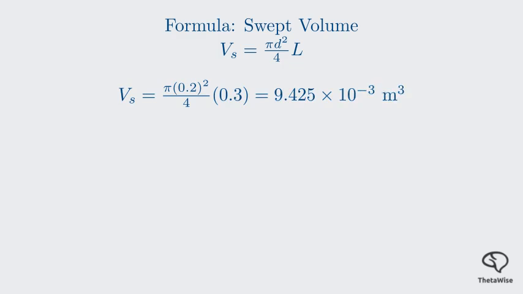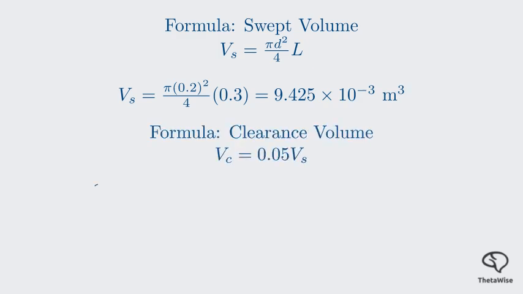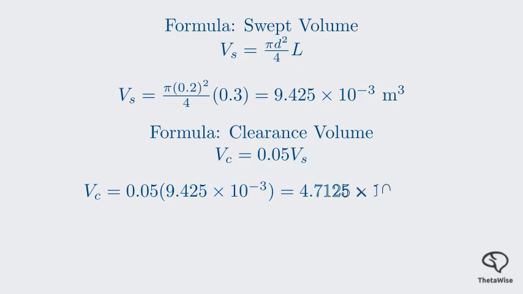Next, we find the clearance volume, Vc. The problem states the clearance volume is part of the swept volume. So, we multiply 0.05 by our swept volume. This gives us approximately 0.000471125 cubic meters, or in scientific notation, 4.713 times 10 to the power of -4 cubic meters. Let's be precise here and use the full number from the memo: 4.7125 times 10 to the power of -4 cubic meters. The memo has a rounding discrepancy, but using the full number for intermediate steps is best.